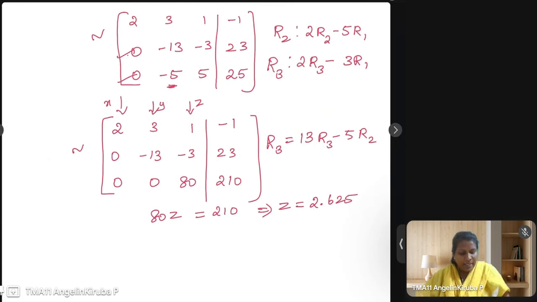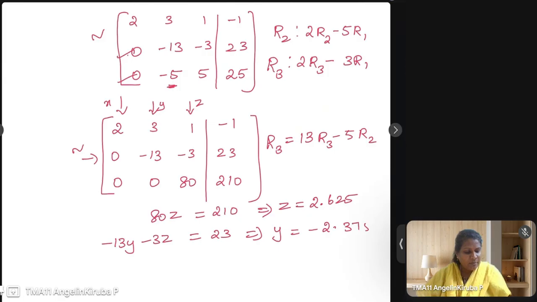So you'll be getting 2.625, right? And going to the second equation, minus 13 times Y minus 3 times Z is equal to 23. Now substitute the value of Z here, and simplifying this will give you Y equal to minus 2.375. Finally, the last value, that is the last equation.